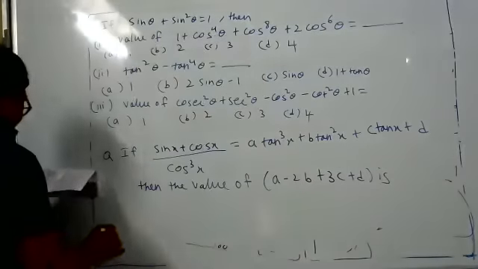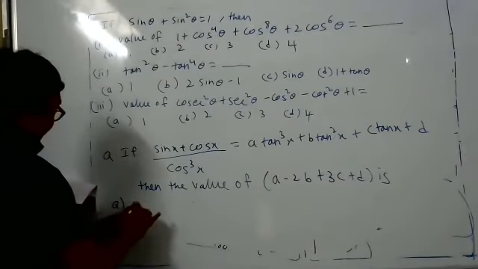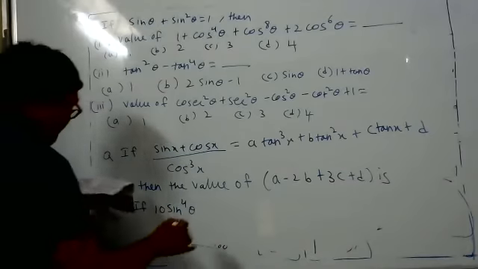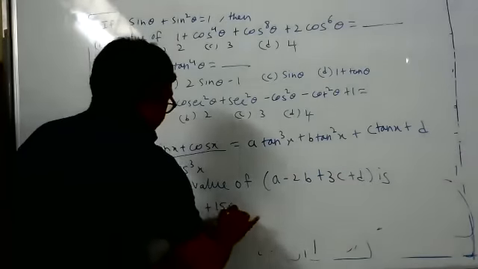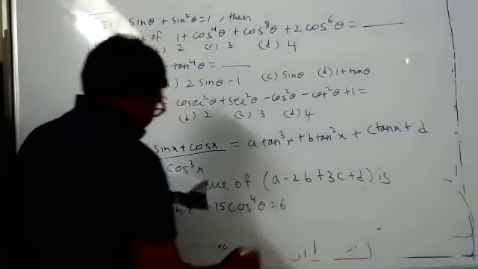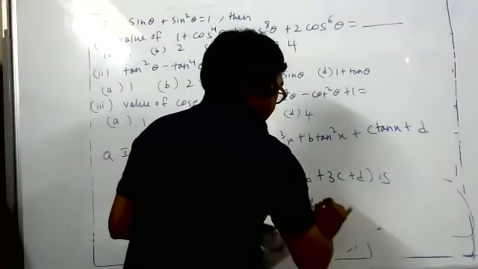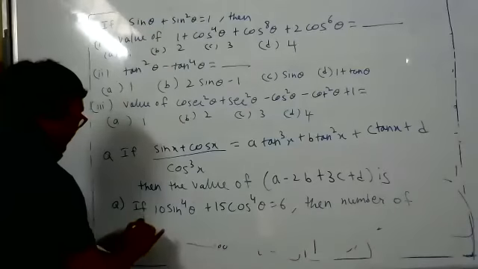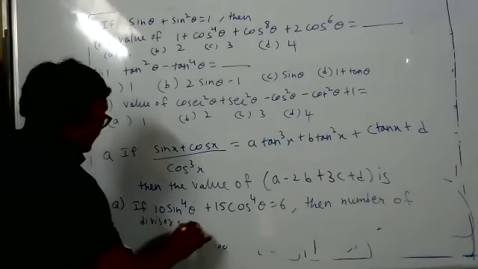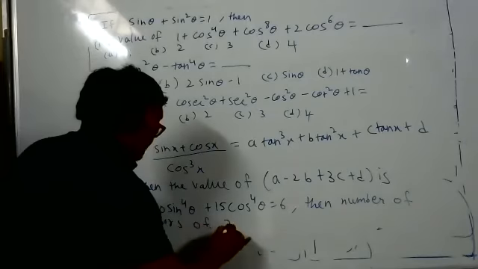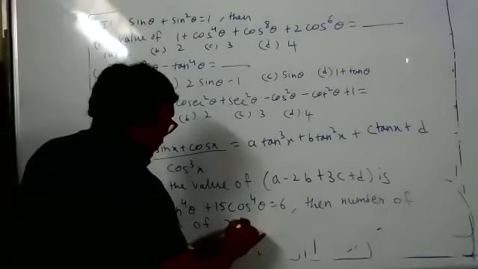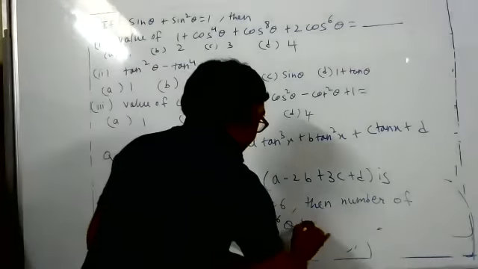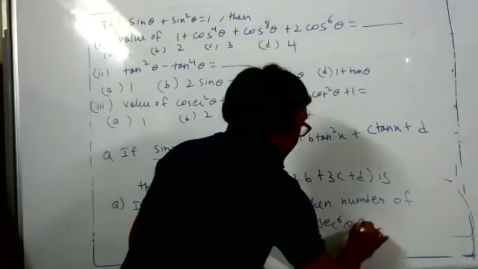Last sum for today. Question: if 10 sine to power 4 theta plus 15 cos to power 4 theta is equal to 6, then the number of divisors of 27 cosecant to power 6 theta plus 8 secant to power 6 theta are. How many divisors are there?